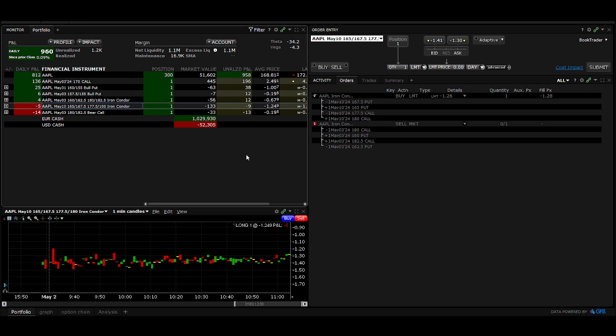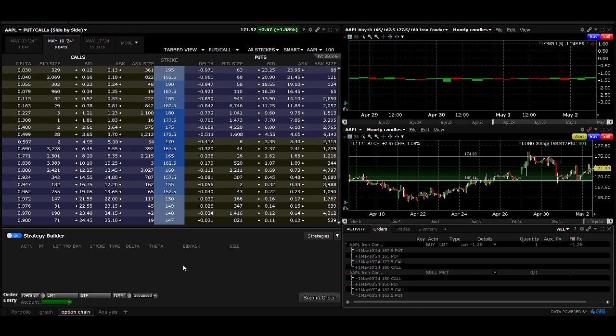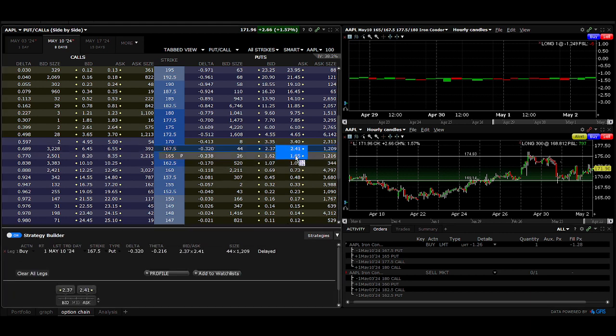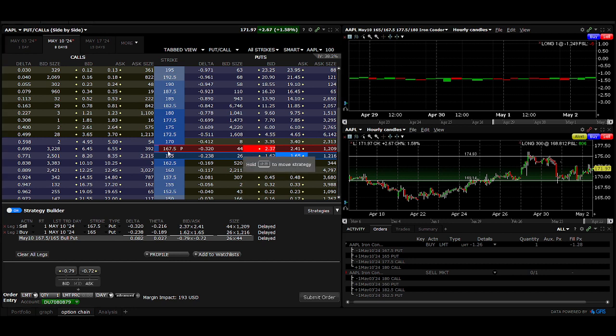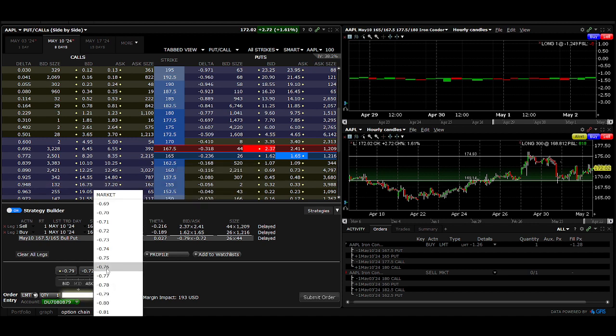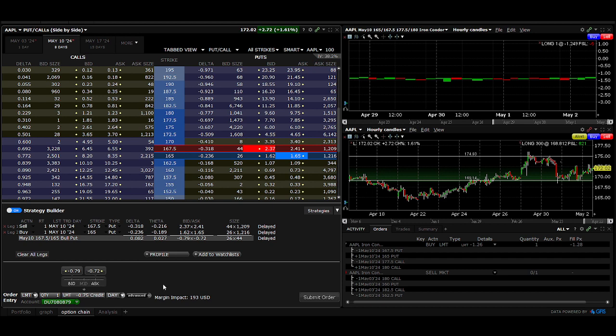Now this is one way to enter an iron condor. The second way to enter an iron condor is to select the strikes and select both legs separately. What I mean by this is we select 175.5 here, we sell 175.5 on the put side, and we buy 165.5 to hedge the risk, and then you buy this credit spread.